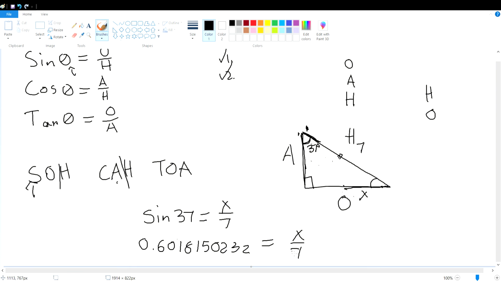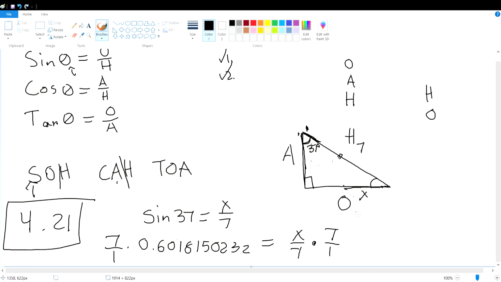We remember our basic algebra skills, which I hope we do remember. In order to get rid of the 7, we'll just multiply by 7 over 1 on this side, and multiply by 7 over 1 on this side, which is the same thing as multiplying by 7 on both sides. This giant number times 7 is going to equal 4.21. That's our answer. That's what x is equal to, 4.21.